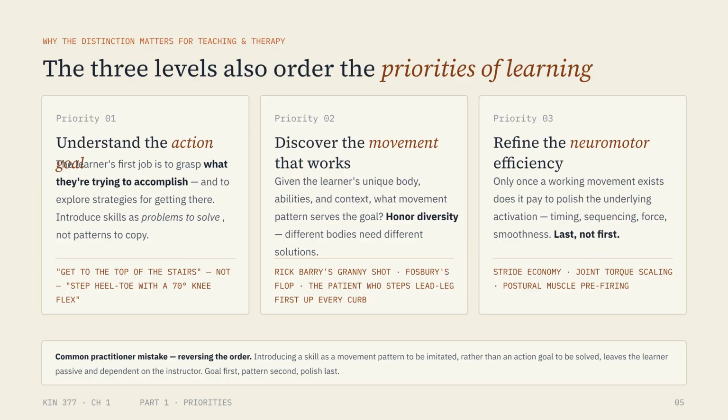The big practitioner mistake is reversing this order. Introducing skills as movement patterns to copy rather than goals to achieve makes learners passive. They become dependent on the instructor. They never develop their own problem-solving capacity. So lock in the order. Goal first, movement second, polish last.